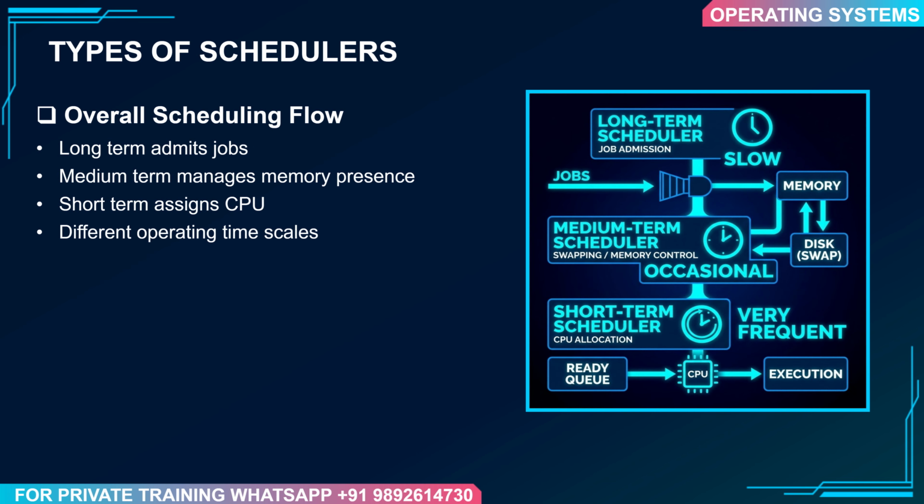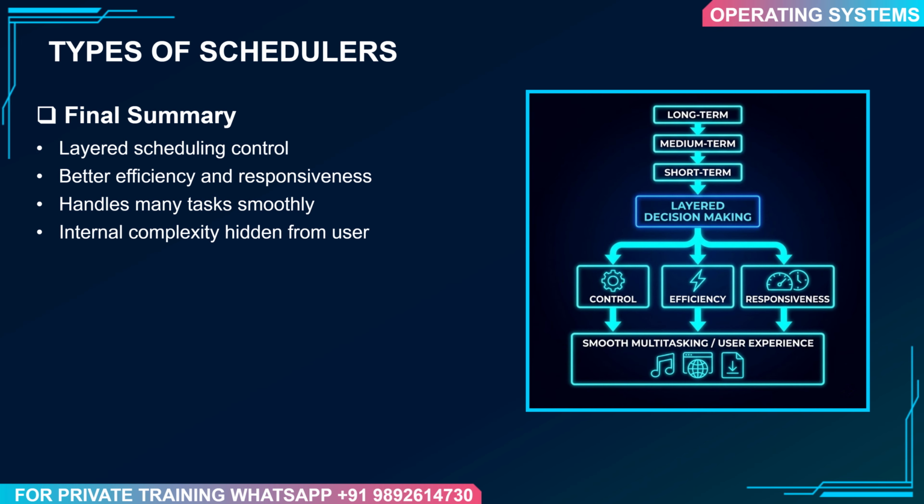To summarize the flow in a simple way, the long term scheduler decides which jobs enter the system. The medium term scheduler decides which processes stay in memory and which ones take a temporary break. The short term scheduler decides which ready process gets the CPU right now. Each scheduler operates at a different time scale. The long term scheduler works slowly, the medium term scheduler works occasionally, and the short term scheduler works very frequently. By dividing scheduling responsibilities this way, the operating system achieves better control, efficiency, and responsiveness.